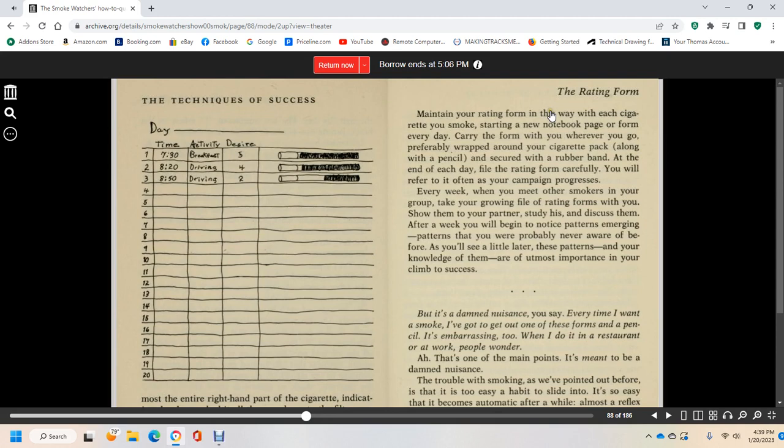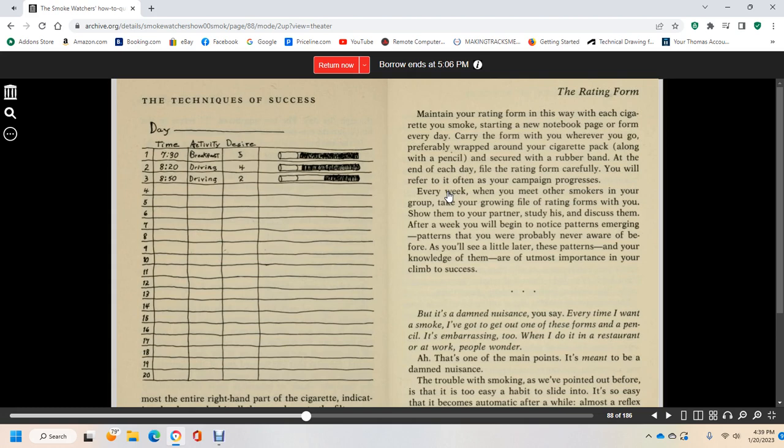Maintain your rating form along with each cigarette you smoke. Start a new notebook page form every day, carrying the form wherever you go, preferably wrapped around your cigarette pack, along with a pencil, held with a rubber band. At the end of each day, review the rating carefully. You will want to continue even after the campaign process. Every week when you meet with the other smokers in your group, take your growing file of rating forms and show them to your partners to discuss them.